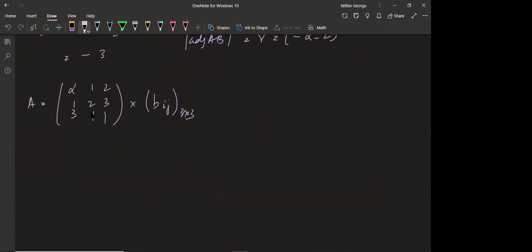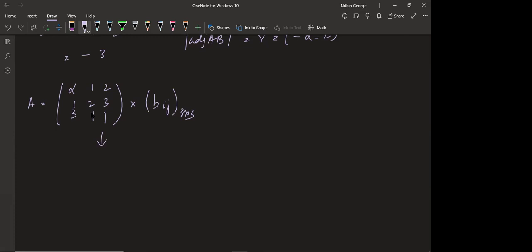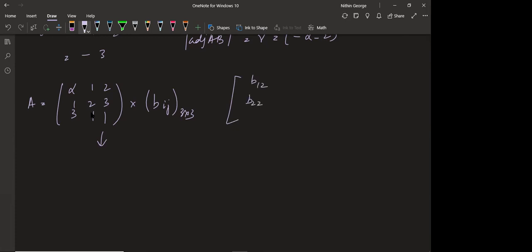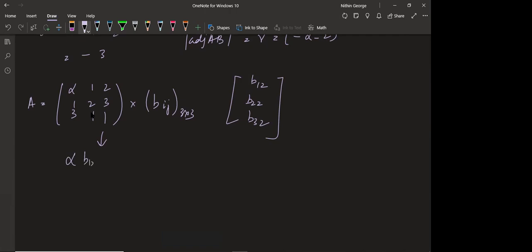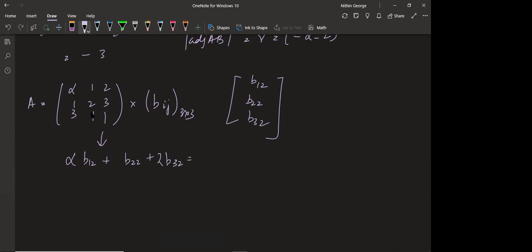This is multiplied by Bij, 3 cross 3. Now we are drawing the second column. That is our plan. Second column means here the terms will be B11, B22, B32, and I'll multiply each with alpha, 1, 2. Very careful. If any mistake is there, just tell me.